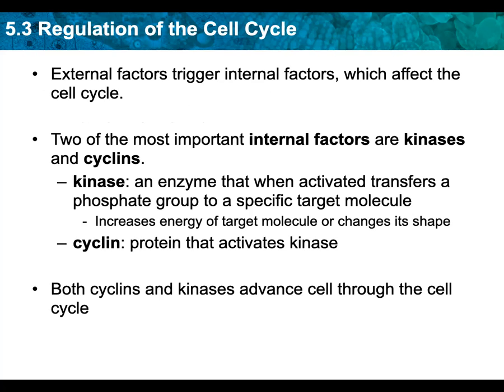So cyclins activate kinases, kinases then activate other parts of the cell, and they do that by activating a phosphate group. They move a phosphate group, which gives energy to a certain part of the cell. And that will then cause the cell to do something.